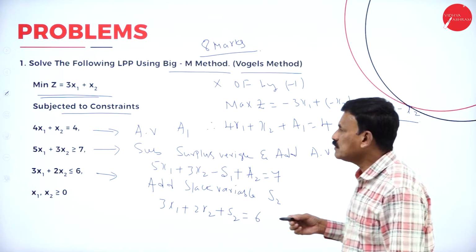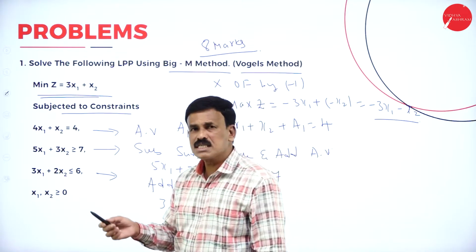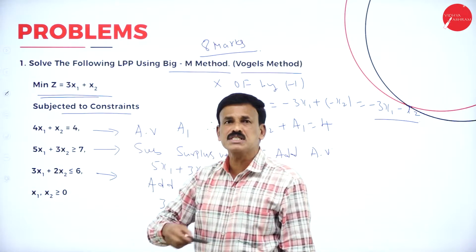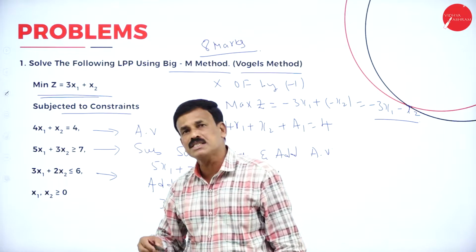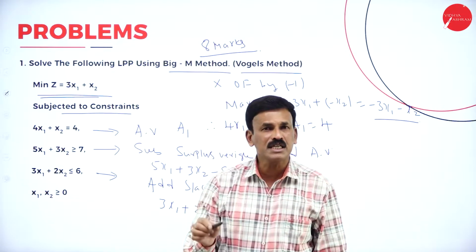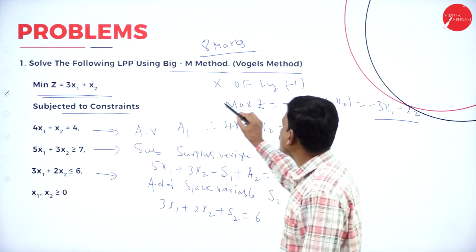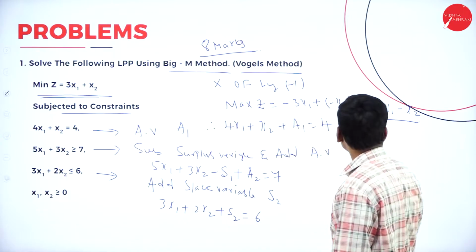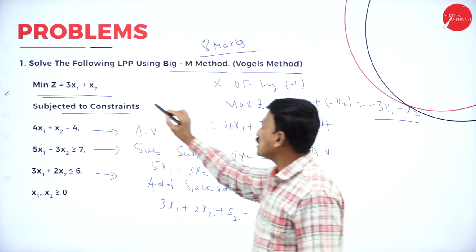Okay, now listen to me. So the first thing is, if the function is of minimization type, then the function is to be converted into maximization type by multiplying the objective function by negative sign. Therefore, the given equation reduces to maximum of z is equal to minus 3x1 minus x2, first condition.